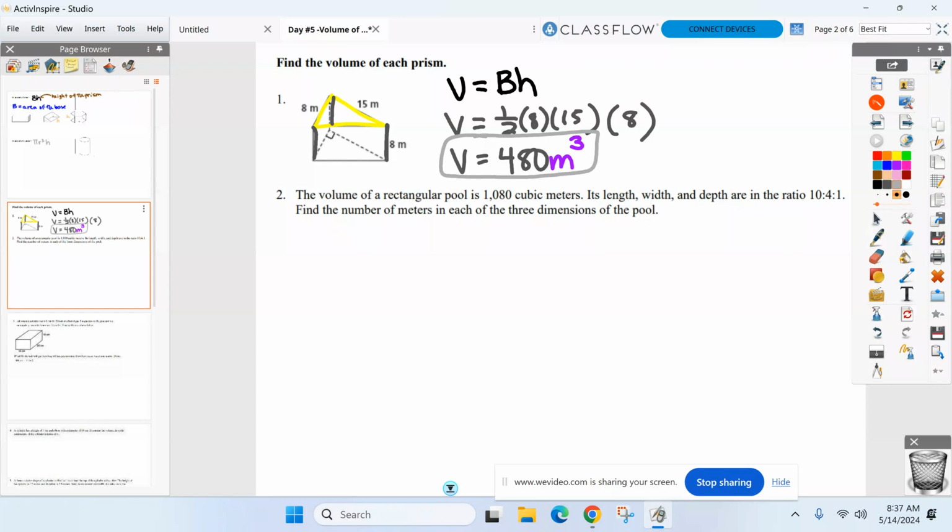Number 2. Now we're in for it. Ooh, rectangular pool. 1,080 cubic meters. I do come out and say the volume is. I was going to ask why this is a volume problem, but it says volume. Never mind. If it didn't, though, cubic meters, it's the only time, right? If it's cubic units, it's a volume. You don't have to do a picture of my pool here, but here you go. Here's your pool.